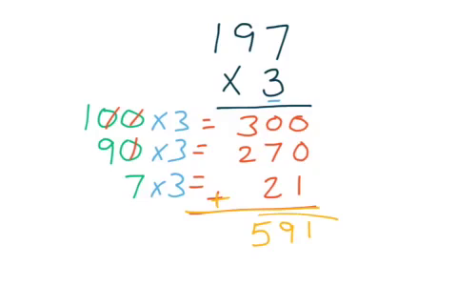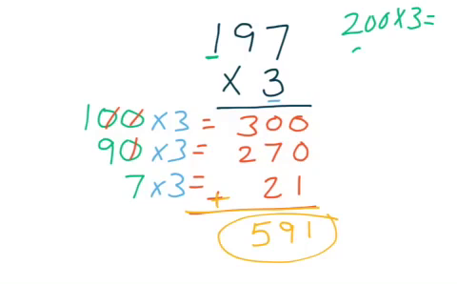And there is our product. Now again, we still have to estimate, so we're going to go over here and round to our greatest place value, which is the hundreds place. When we do that, 197 will become 200. And we're going to multiply that times 3. And so our estimate is going to be 600.